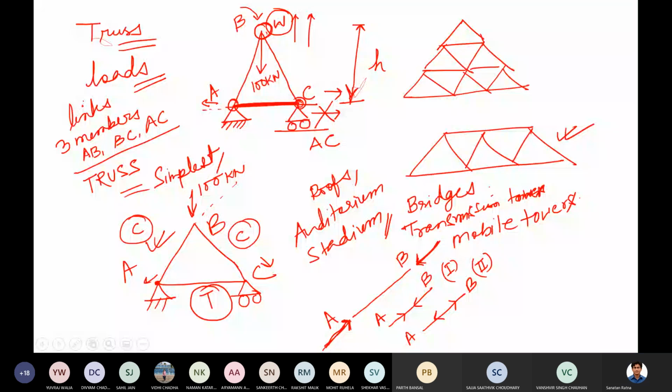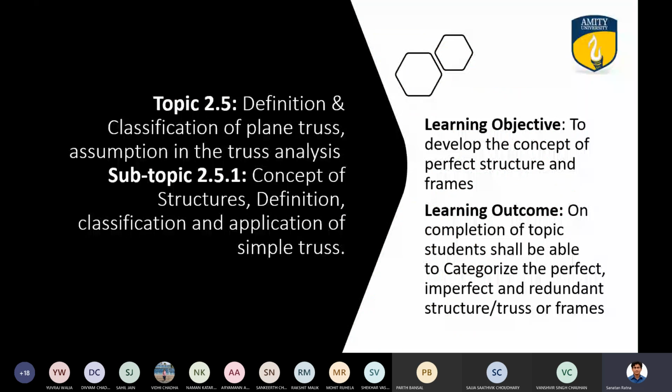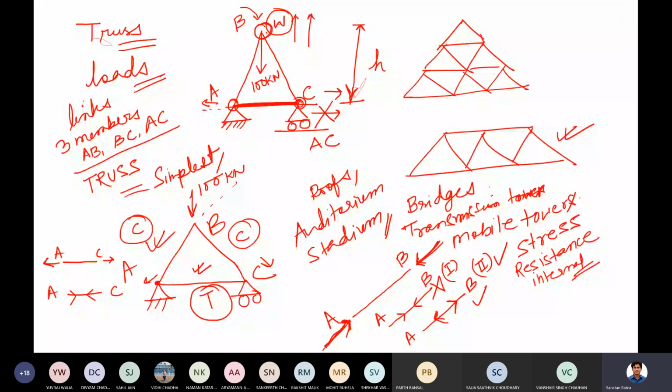Now, whenever a structure is loaded, you will always find that some stress is generated in the members, and these members may be in tension or they may be in compression. This tension value and compression value we determine by using certain methods, like the method of joints. How do we do that? We will come to that later on.